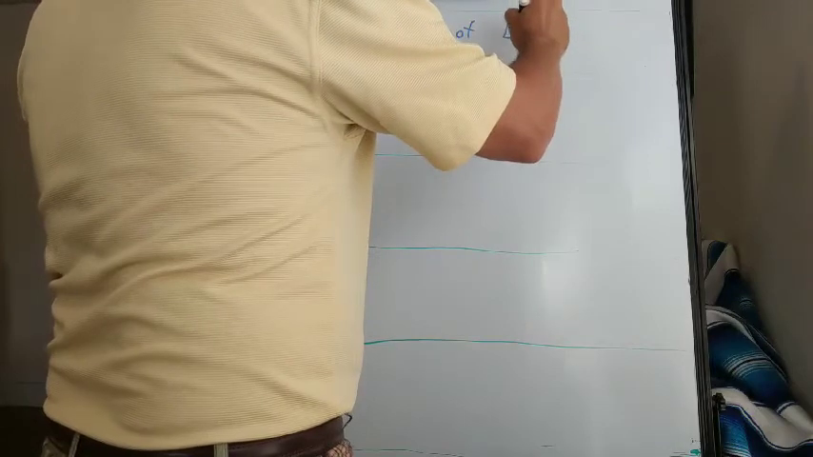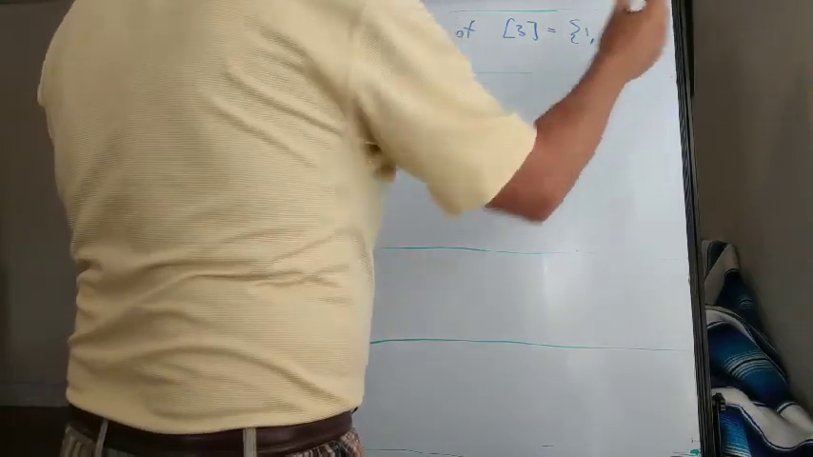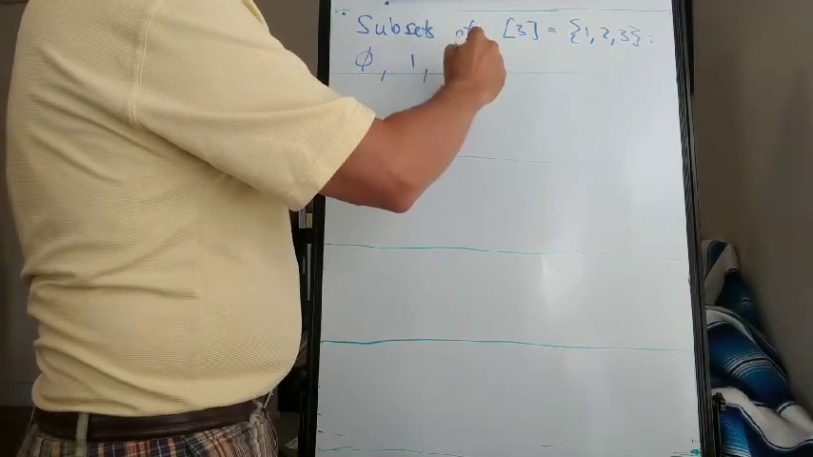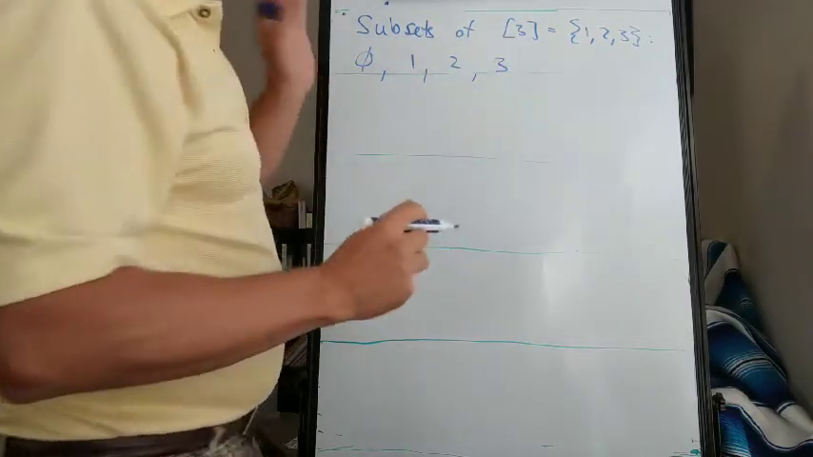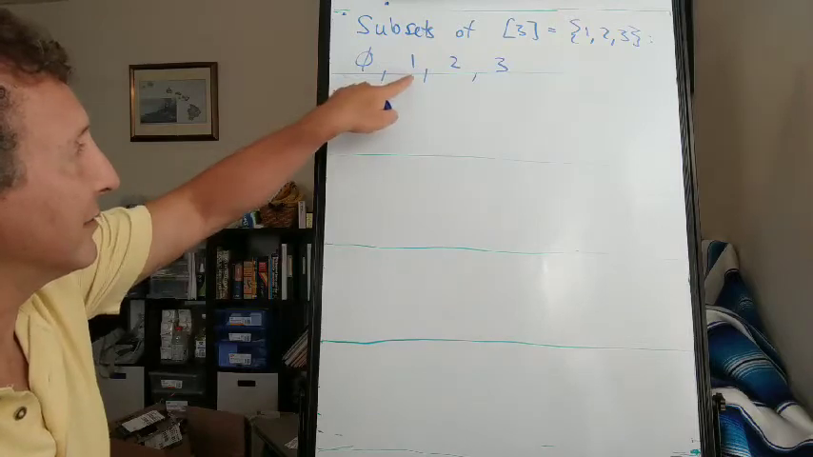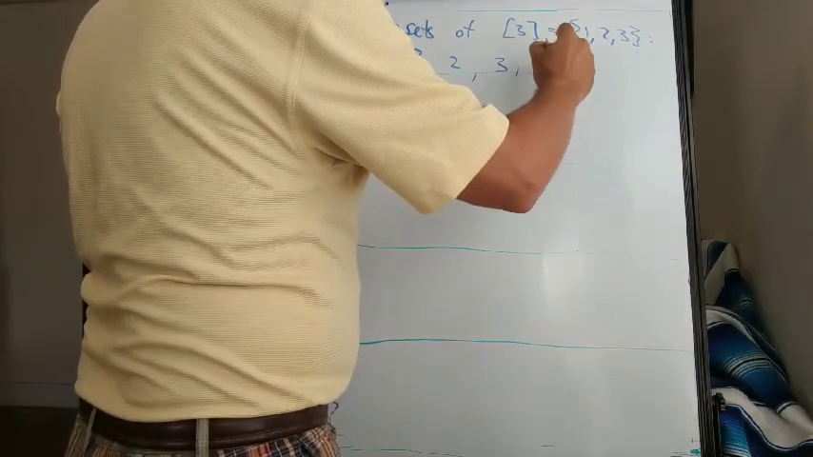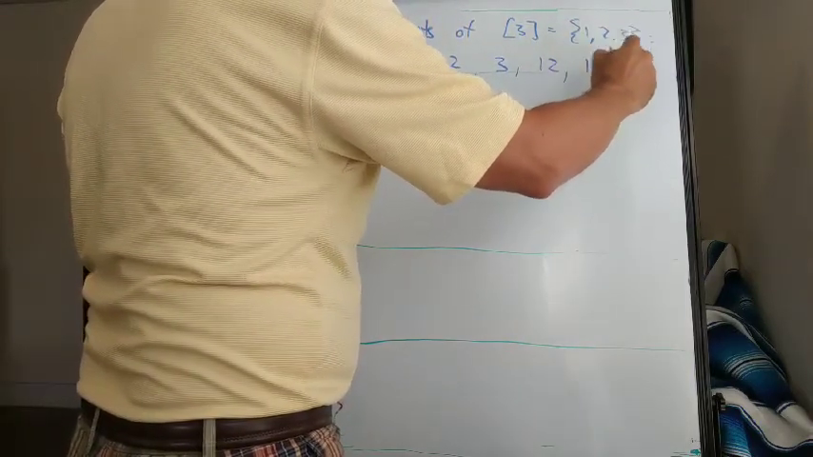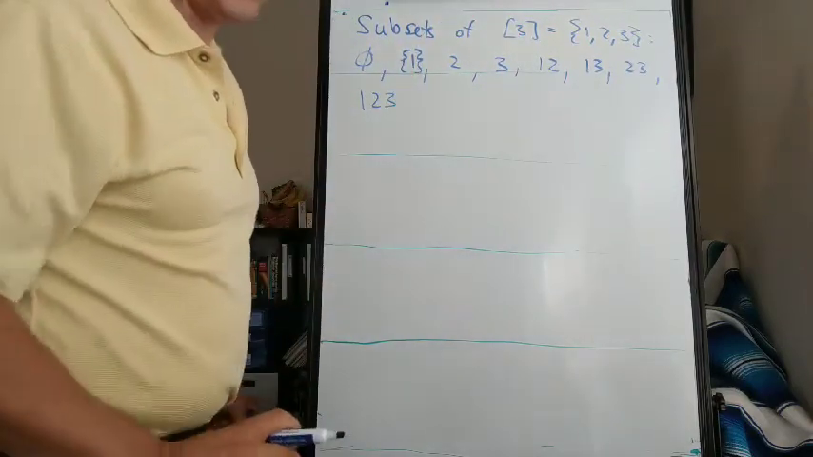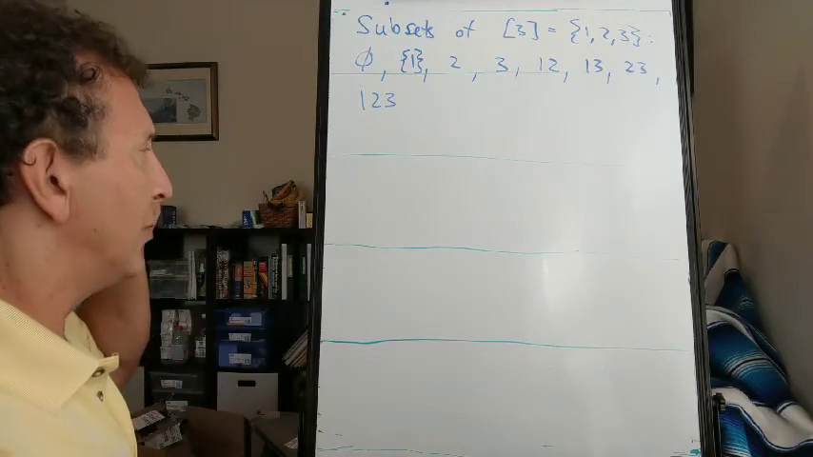Let's look at the subsets of integers 1, 2, 3. So I could list these. There's the empty set, 1, 2, 3, and maybe I'll leave off the braces and the commas in the sets. So this is the set really containing only the element 1. We've got the set containing 1 and 2, the set containing 1 and 3, the set containing 2 and 3, and the whole set containing 1, 2, and 3. So it's a list of all the subsets of 1 through 3.